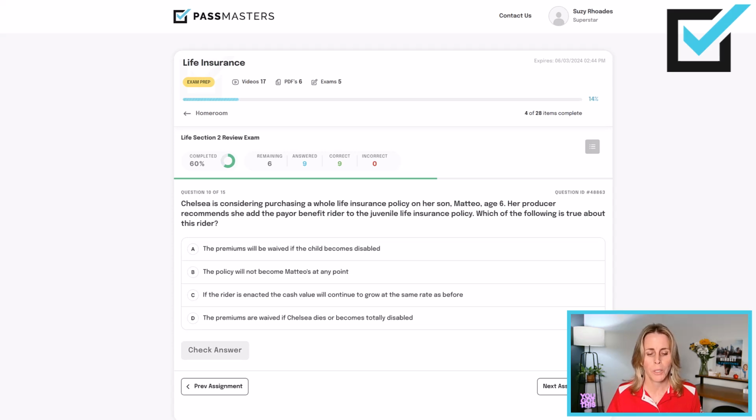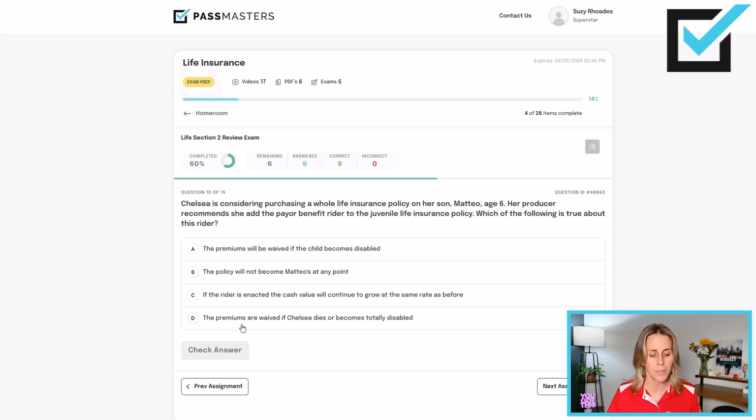Chelsea is considering purchasing a whole life insurance policy on her son, Mateo, age 6. Her producer recommends she add the payor benefit rider to the juvenile life insurance policy. Which of the following is true about the rider? The premiums will be waived if the child becomes disabled. The policy will not become Mateo's at any point. If the rider is enacted, the cash value will continue to grow at the same rate as before. The premiums are waived if Chelsea dies or becomes totally disabled.